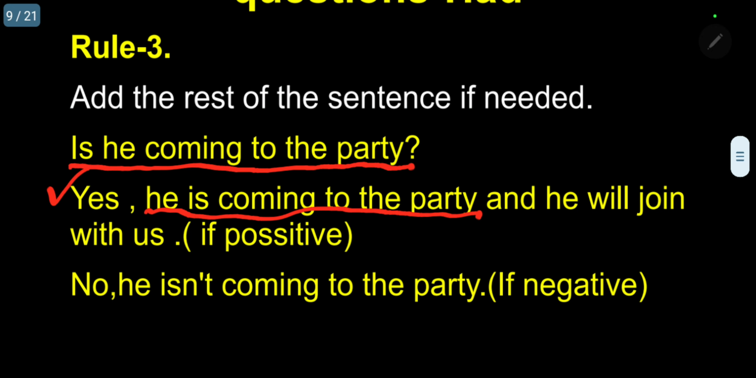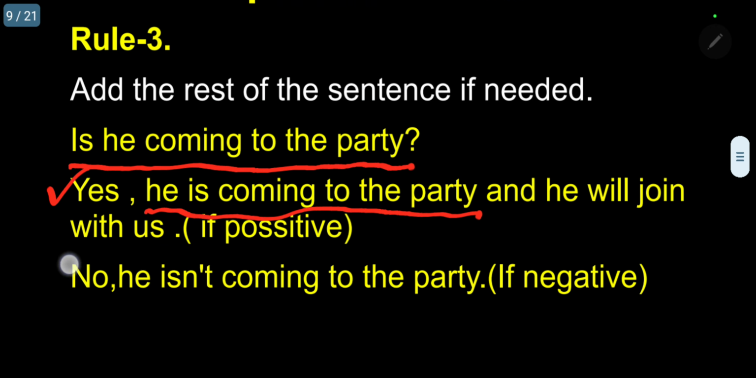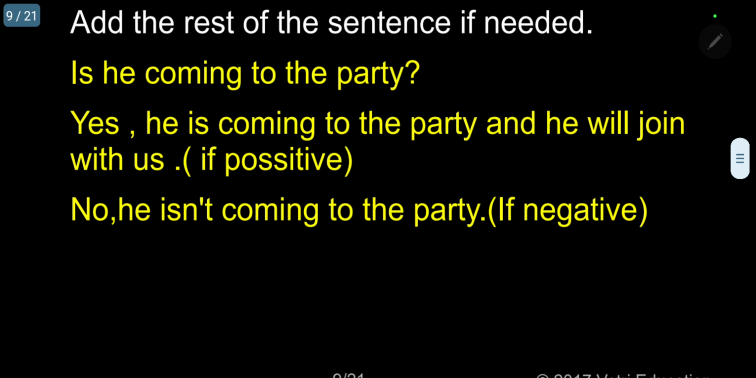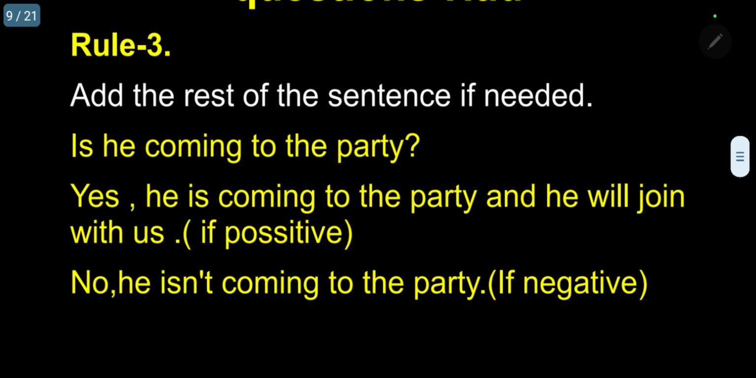And he will join with us. அவன் எங்களுடன் கலந்து கொள்வான். Positive. Suppose if it is no, kindly follow. Question is no, he isn't coming to the party. No, he isn't coming to the party. If negative, அவன் விருந்தில் கலந்து கொள்ள மாட்டான்.